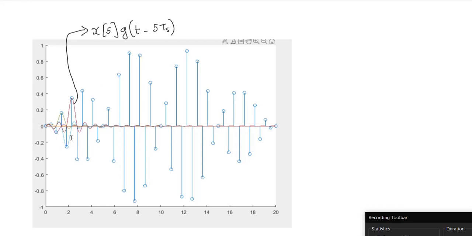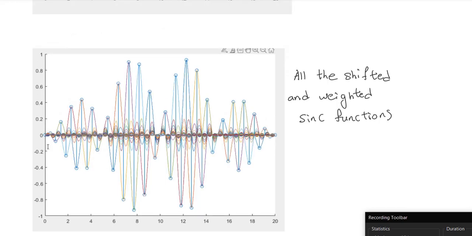Again, this sinc function here would be x of 4 times g of t minus 4 times ts, and so on. Similarly, for each sample, I will calculate a sinc function and plot the sinc functions for all the samples. So here are all the shifted and weighted sinc functions.